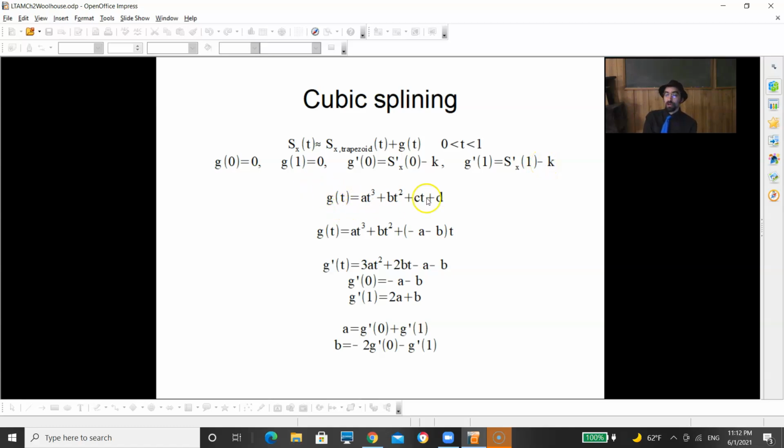We said g was cubic, so it has this form. Now we said g of 0 is 0, so d must be 0, and g of 1 is 0, so a plus b plus c must be 0. So that gets us this formula, where we've got g of t written only in terms of the two unknowns a and b. We differentiate to get g prime, and we get g prime of 0 as negative a minus b, we get g prime of 1 as 2a plus b, just if we plug in the numbers.